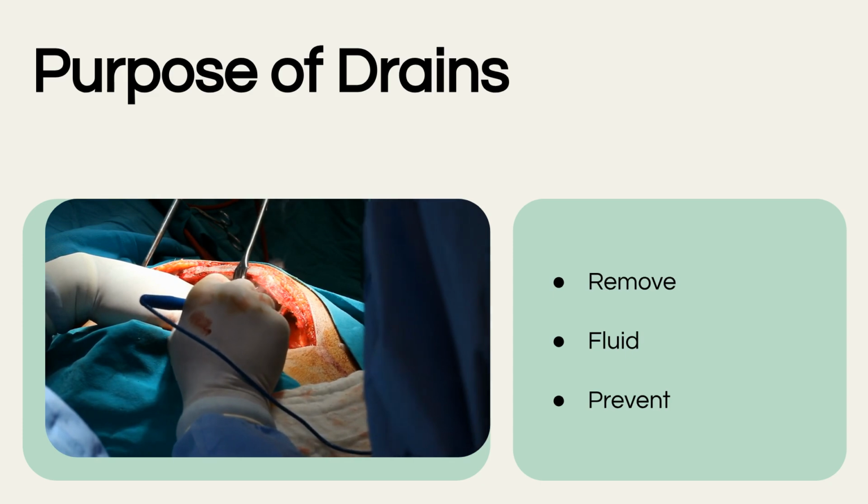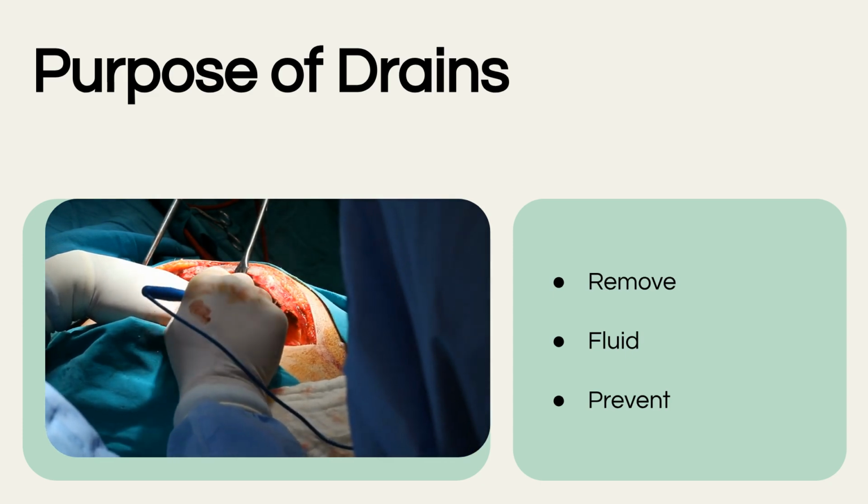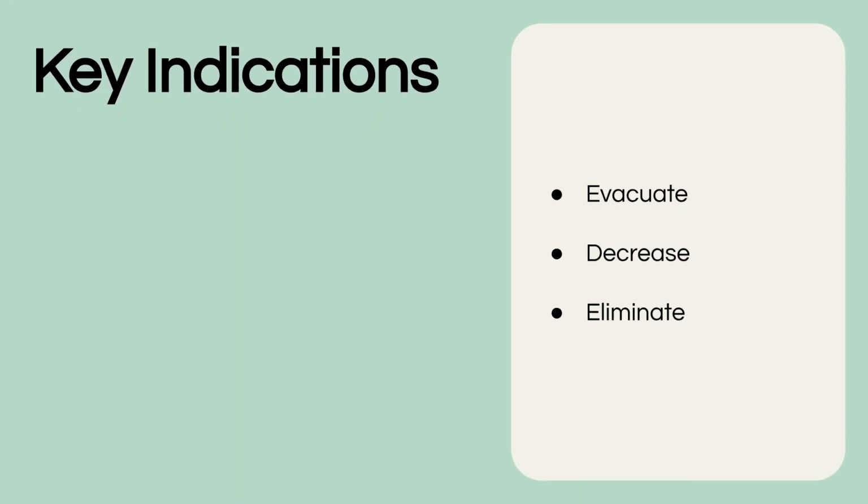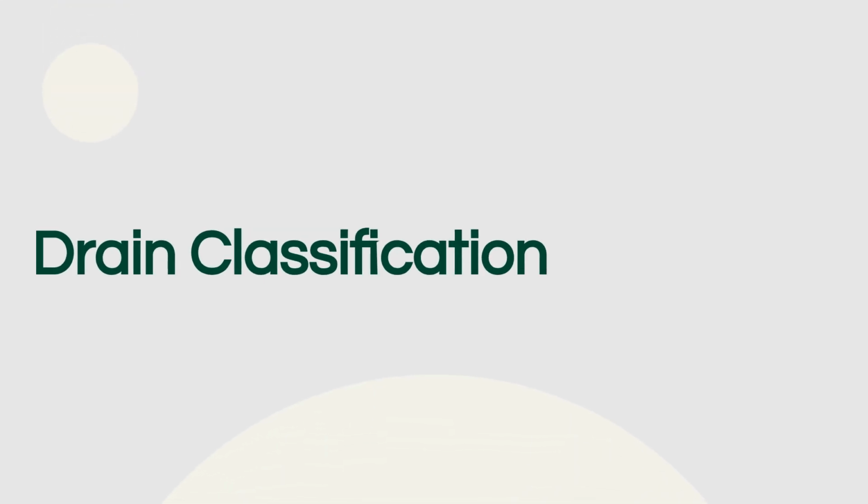Their primary goal is to prevent fluid buildup, which can lead to infection. The two key indications for using a surgical drain are to evacuate existing fluid and to decrease potential infection rates by eliminating dead space. Drains are classified based on two criteria: their exposure to the environment and their functional mechanism.